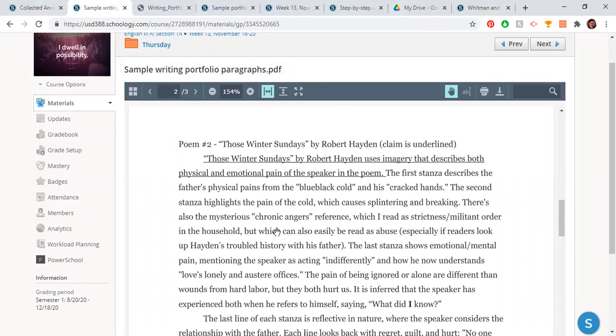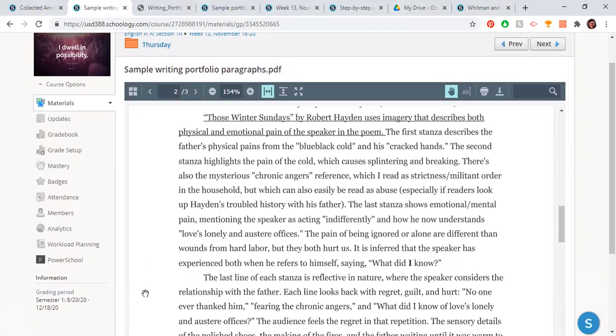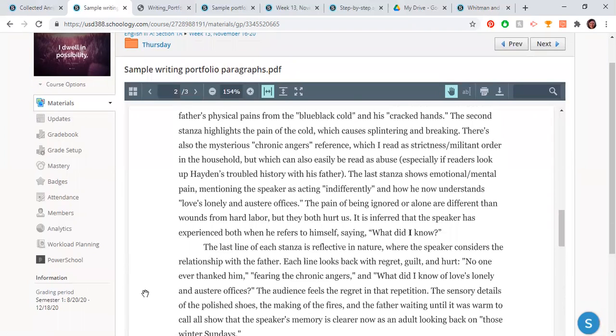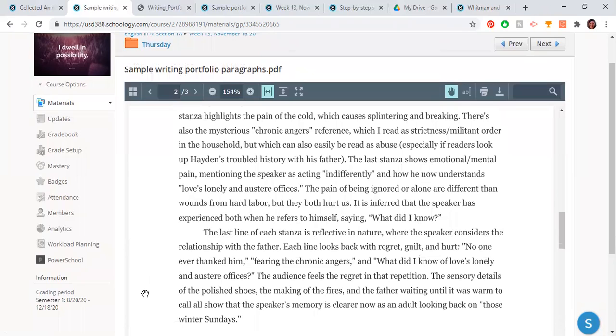The first stanza describes the father's physical pains from the blue-black cold and his cracked hands. The second stanza highlights the pain of the cold, which causes splintering and breaking. There's also the mysterious chronic angers reference, which I read as strictness or militant order in the household, but which can also easily be read as abuse, especially if readers look up Hayden's troubled history with his father.